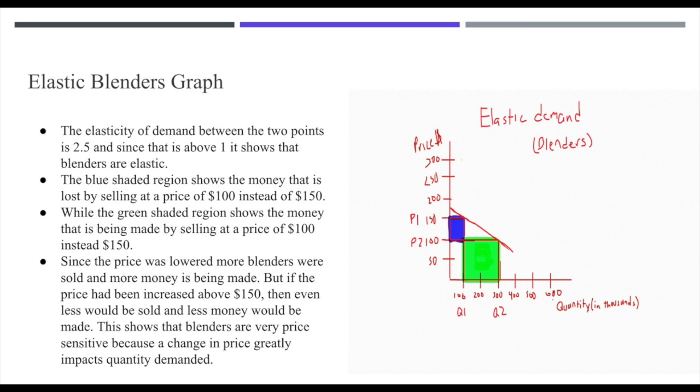The elasticity of demand between the 2 points in the graph is 2.5, and since that is above 1, it shows that blenders are an elastic product. The blue shaded region shows the money that is lost by selling at a price of $100 instead of $150, while the green shaded region shows the money that is being made by selling at a price of $100 instead of $150. This shows that lowering the price greatly increased total revenue, and since the price was lowered, more blenders were sold and more money was being made. But if the price had been increased, then less money would be made and less would be sold.